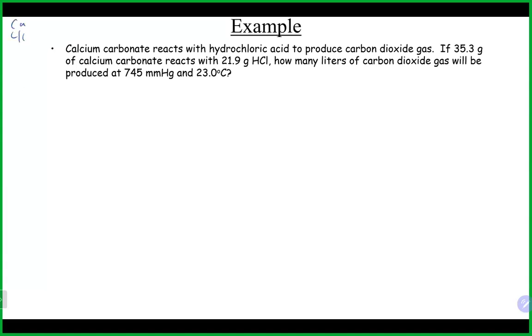Calcium 40.08, carbon 12.01, oxygen 16, hydrogen 1.008, chlorine 35.45. I think that's everybody. All right, here you don't have an equation.